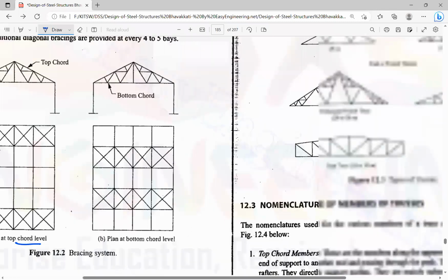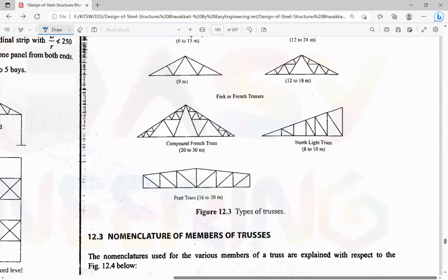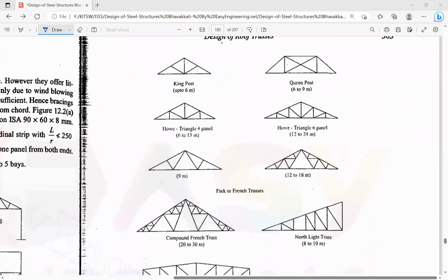We'll see the classification of trusses. So we classify the trusses, especially roof trusses, into king post truss. So how does the king post truss pattern look? The king post truss is triangular in shape. So it can be used safely up to 6 meters. We can use it up to 6 meters.